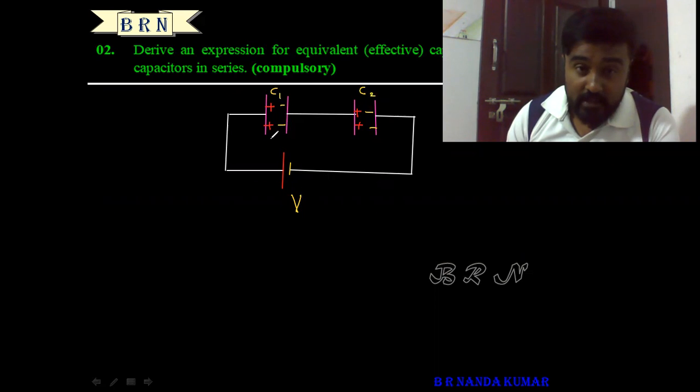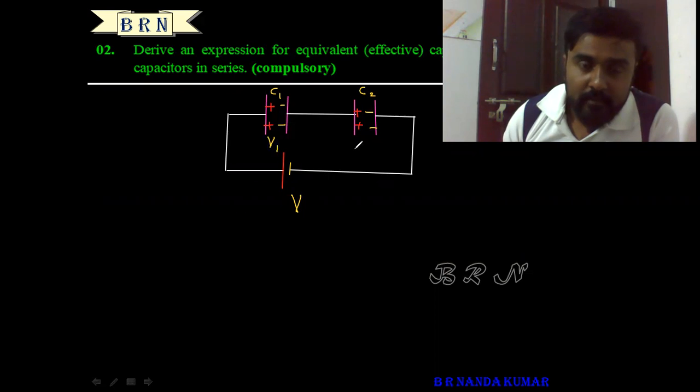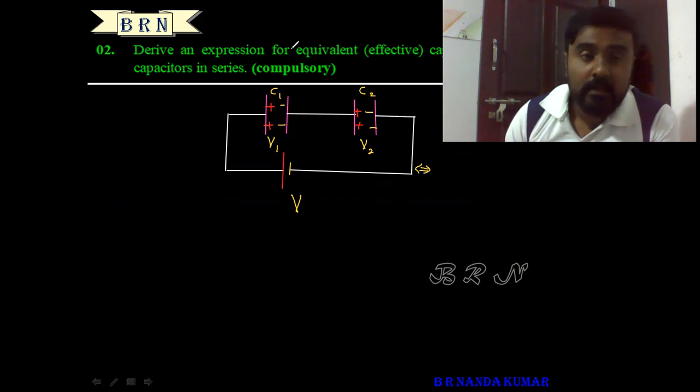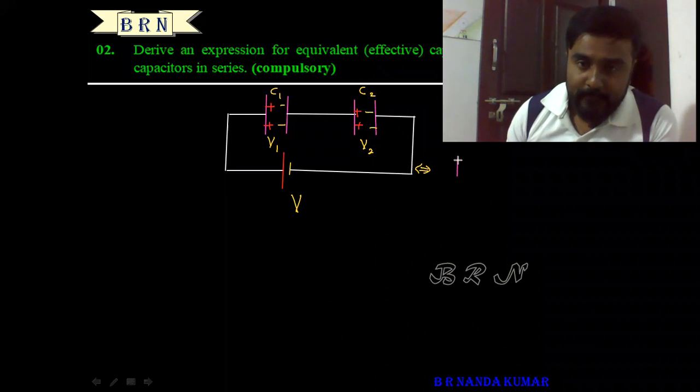If the capacitors are connected in series, the charge on each capacitor is the same. The potential difference across each capacitor is not the same; it is different. This point is very, very important. Now the two capacitors are replaced by a single capacitor that has equivalent capacity Cs. This is the equivalent circuit.